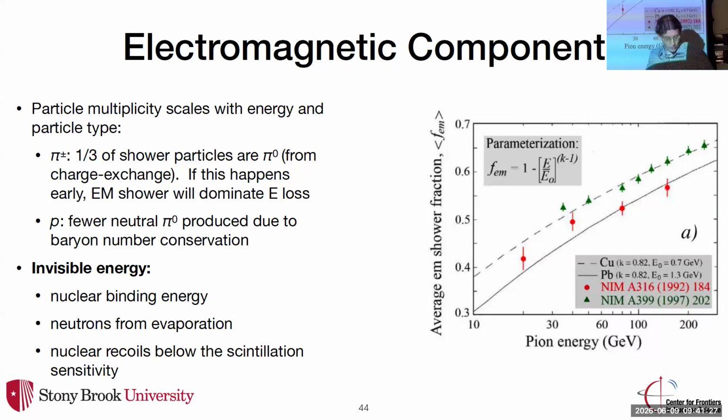Neutrons that come from the evaporation phase of those daughter nuclei returning to stability, those neutrons may just leave the detector or they may thermalize. And nuclear recoils below the sensitivity. They don't have enough kinetic energy to have Bremsstrahlung radiation that we can detect.